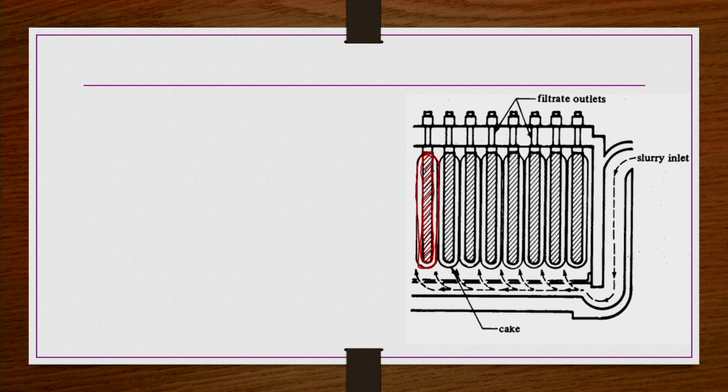There are a number of leaves like this, kept in a pressurized vessel, and the slurry comes through the inlet like this. Because it is in the pressurized vessel, because of the pressure, the material passes through these n number of leaves. So, what happens is that the solids are deposited on the surface of the filter medium.